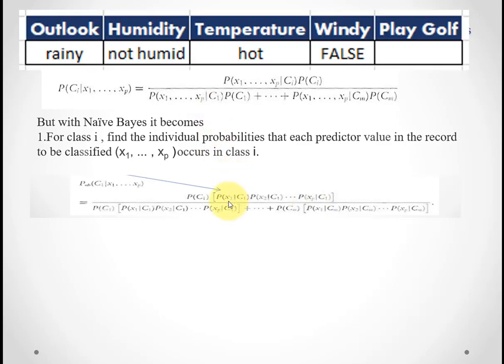Say the first predictor variable is outlook. So maybe in this particular case, outlook is equal to rainy. So given that the class is play, what's the probability that it will be rainy? And then given that it's play, what's the probability that it's going to be not humid? Suppose the second variable is humidity, and in this case it was not humid. So what's the probability that it's not humid? And we continue like that. So that's how we've changed the calculation.